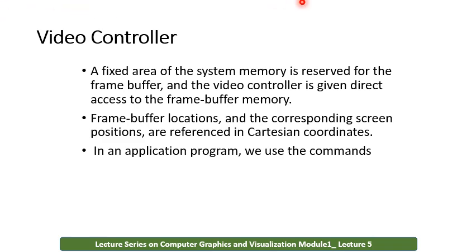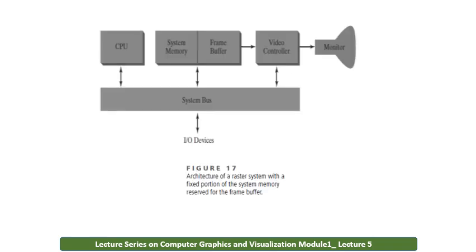So this will be considered as the x axis, and this is considered as the y axis. In the Cartesian coordinate system, this will be considered as 0, 0. As we step along the x axis, the value will be incremented by 1. The same thing applies to the y axis. So in an application program, we use commands to display some points onto the monitor.